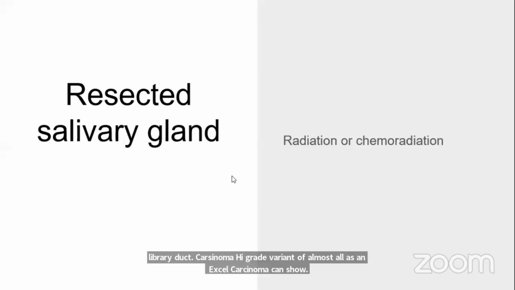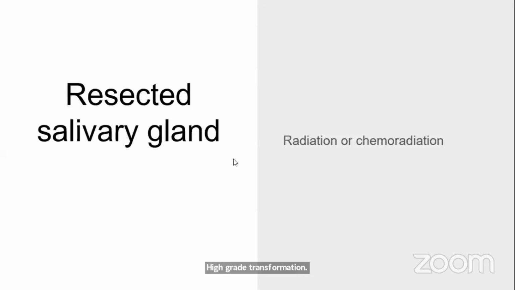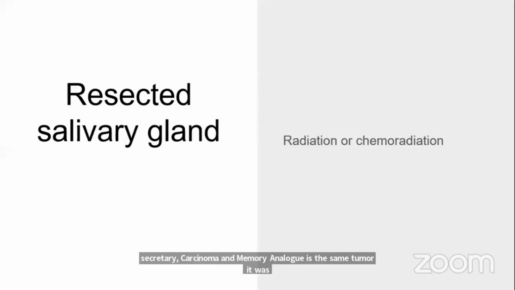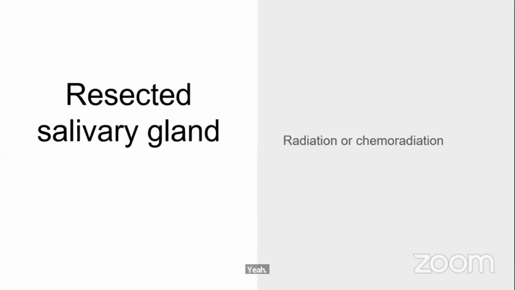Hyalinizing clear cell carcinoma has been reported to show high grade transformation. Otherwise, the usual run of the mill variants, such as secretory carcinomas, epithelial-myoepithelial carcinomas, and usual adenoid cystic carcinomas, are all usually low grade tumors. Secretory carcinoma and mammary analog secretory carcinoma are the same tumor. It was initially called mammary analog and is now called secretory.